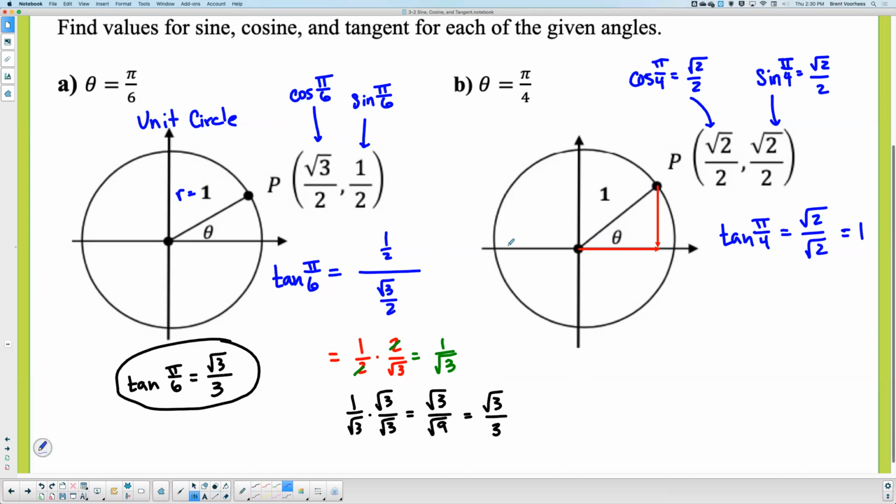Here, what we just learned, this radius is 1. The y value here would be square root of 2 over 2. This x value would be square root of 2 over 2. That's the lengths. This is 1. This is square root of 2 over 2. This is square root of 2 over 2.